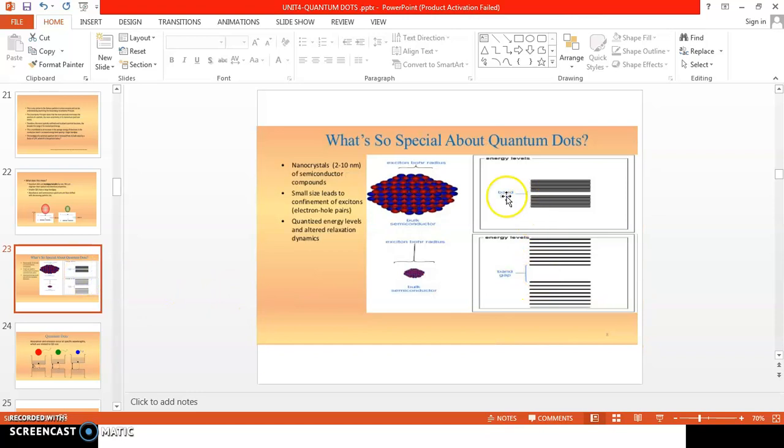Similarly, this is the bulk semiconductor. This has a large exciton Bohr radius. Here, the exciton Bohr radius is very small. Due to that, the band gap is very high, so the energy level is also very high. Here, the band gap is very small, so the energy level is very small.